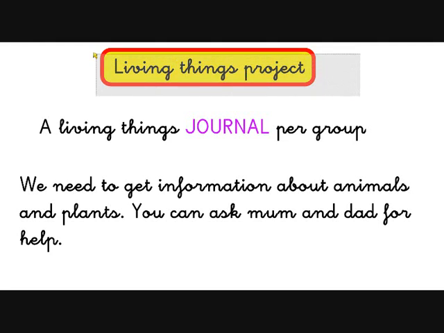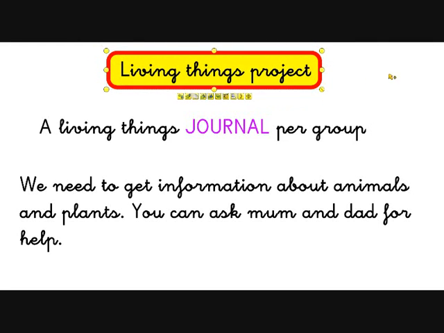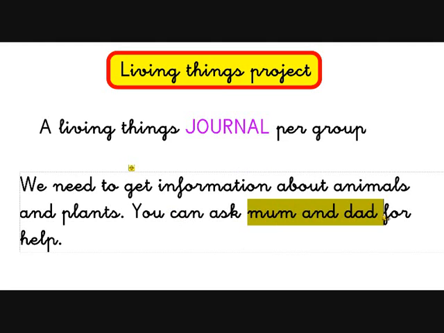We're going to explain how to make the project about the living things. The project that we're going to make is a journal or a folder or a diary, call it as you want it, about living things. One per group, okay? So each group is going to find some information about plants and animals, but you can ask mom and dad to help you to find some information at home.